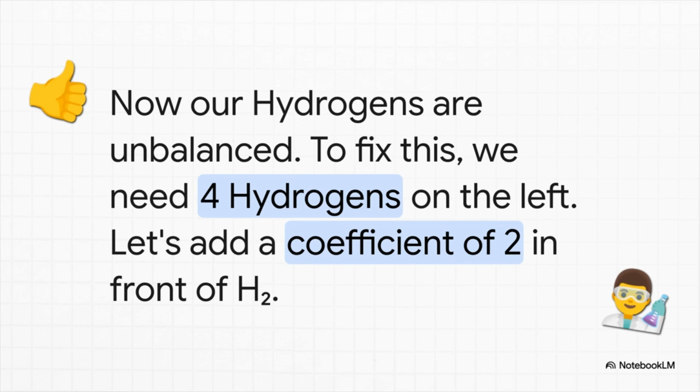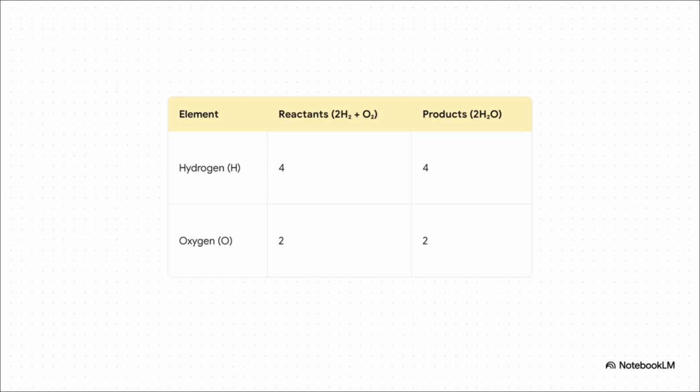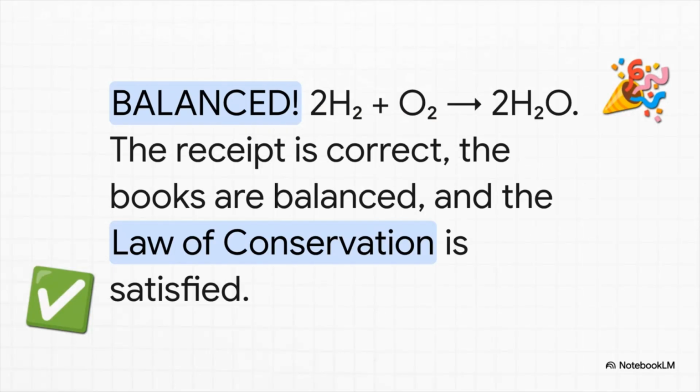So what's our move? We just go over to the H2 molecule and place a coefficient of 2 right in front of it. And now it's time for the final check. Let's do the math. On the left, 2 times 2 gives us 4 hydrogens, and we've got 2 oxygens. On the right, 2 times 2 is 4 hydrogens, and 2 times 1 is 2 oxygens. And there it is. 4 hydrogens on both sides, 2 oxygens on both sides. It's perfectly balanced. Yes, success!